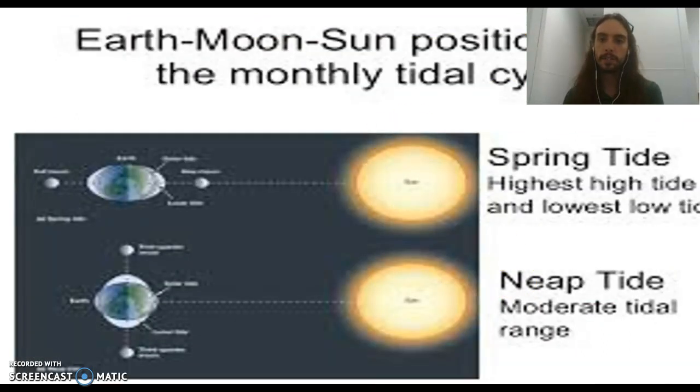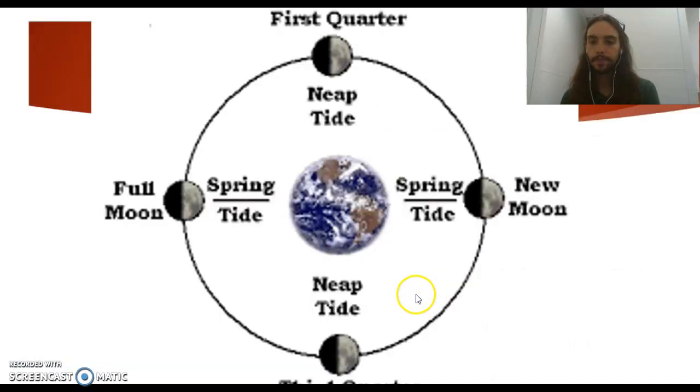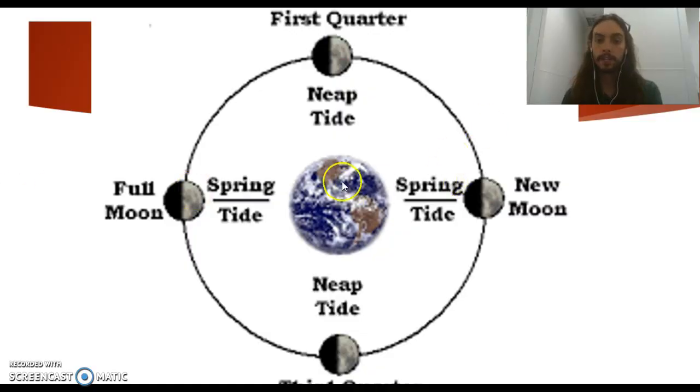And so here's the Earth, Moon, Sun positions in the monthly tidal cycle. So that's spring tide. We've got the highest high tide and the lowest low tide. That's when it's going to be closest, and it's bulging right out to the sides here. And then we've got neap tide, which is just that moderate tidal range where it's bulging upwards. So here you go. First quarter moon correlates with a neap tide. Third quarter moon correlates with a neap tide. And then the new moon and the full moon correlate with the spring tides, and that's when it's closest to the Earth.